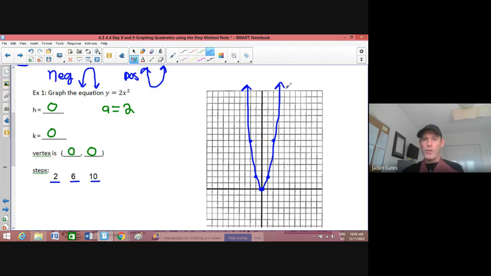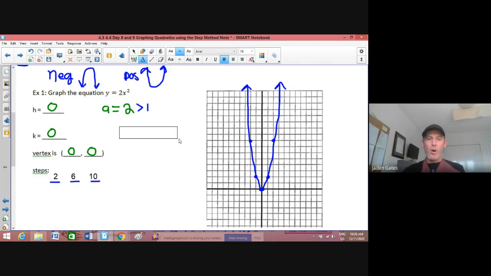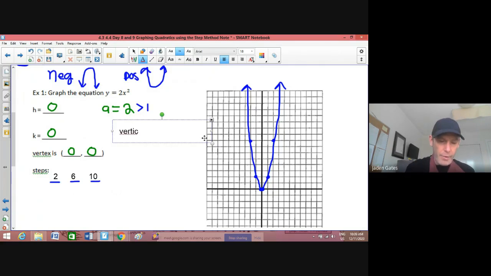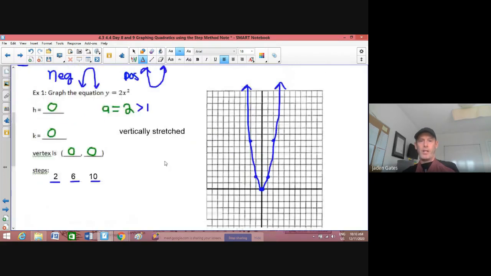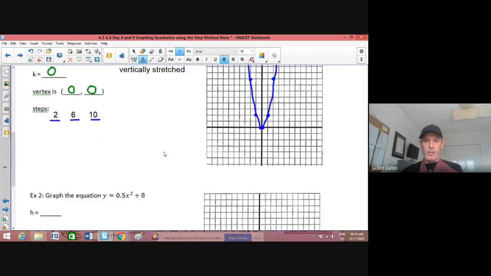And again, there are 2 ways you can see this. My a value is greater than 1. But look at the graph. It's more narrow. It's been stretched. In fact, it's been vertically stretched. There we go. All right, so there's our vertically stretched parabola, a little different than our original. But again, see how our a value is positive? Positive 2, it opens up.